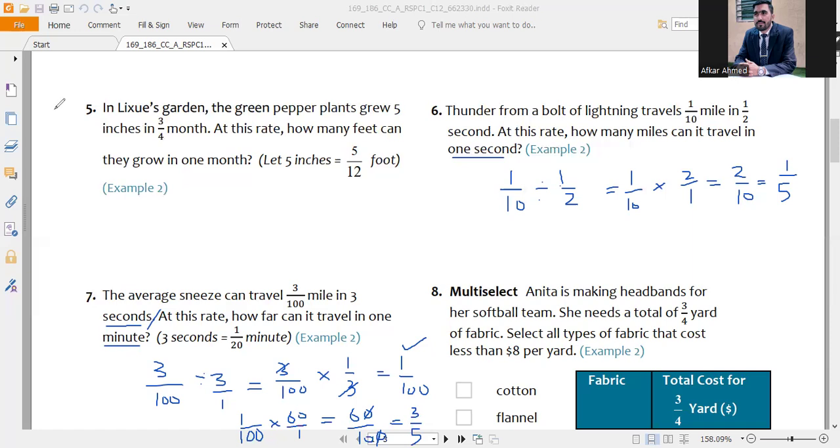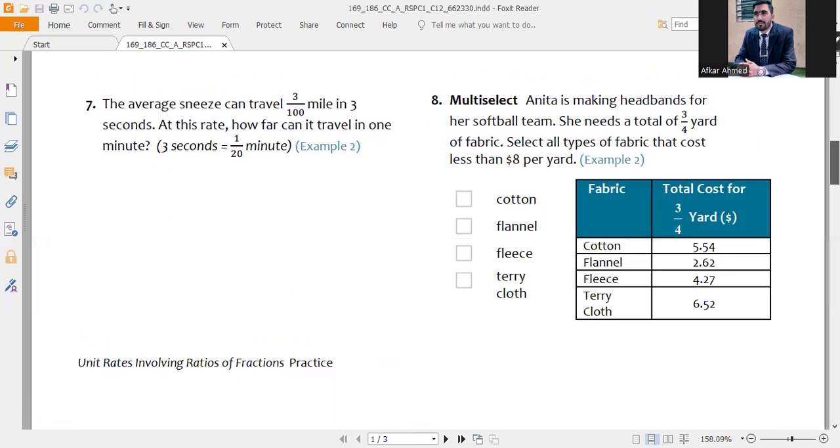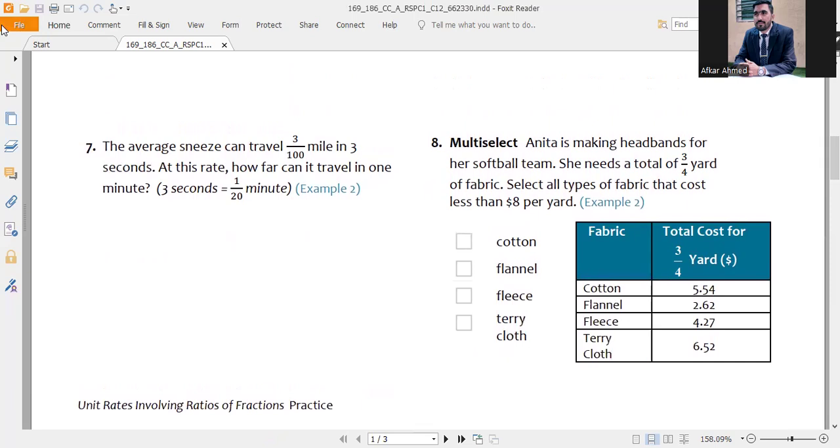Okay, this question is again the same. Question number 8. It's mentioned here multi-select, meaning maybe more than one option is correct. Anita is making headbands for our softball team. She needs a total of 3 over 4 yard of fabric. Select all the fabric that costs less than $8 per yard. Here the fabrics, the cotton and others, are given, and their prices are also given.